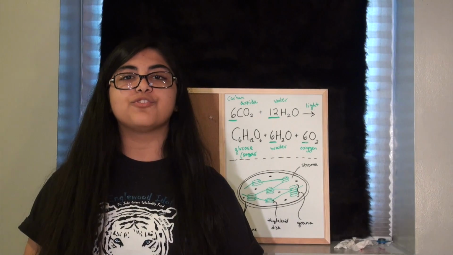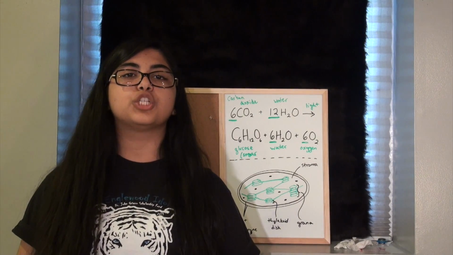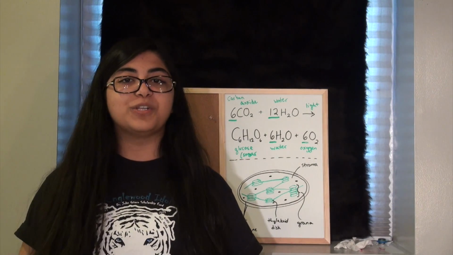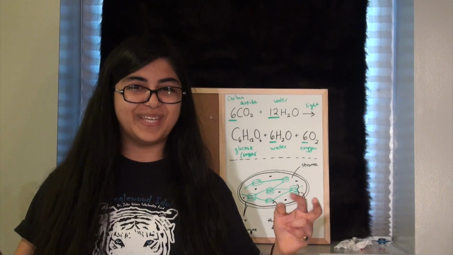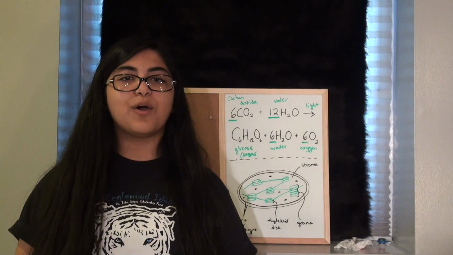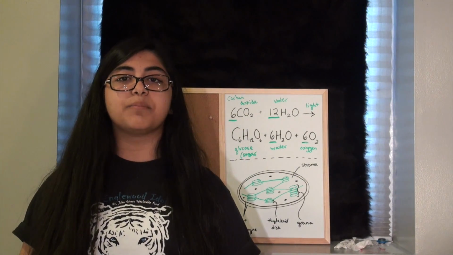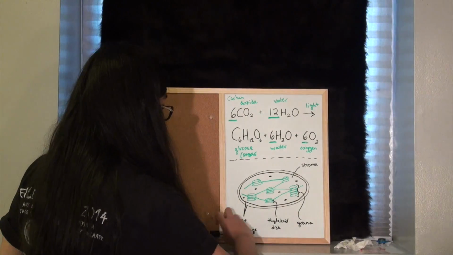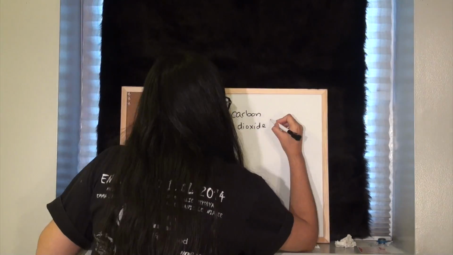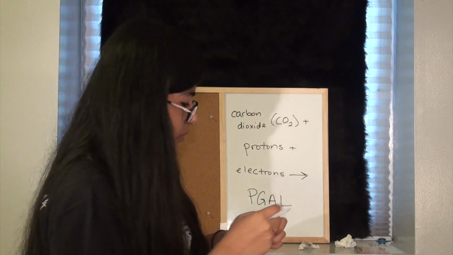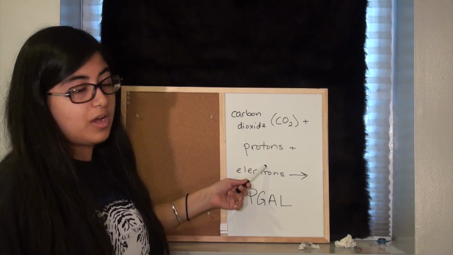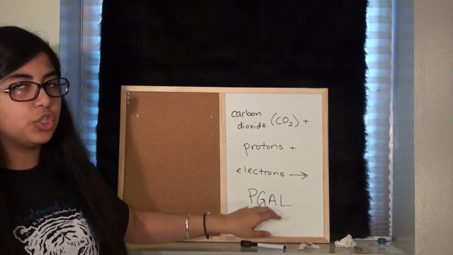Light-independent reactions occur in the stroma, and its main function is to make sugar, which you should know as PGAL, or phosphoglyceraldehyde, which is why most of us refer to it as just PGAL, because it's clearly hard to say. But to understand how the process actually works, let's look at the simplified equation. So the equation is as follows. Carbon dioxide plus protons plus electrons are what create the sugar known as PGAL.